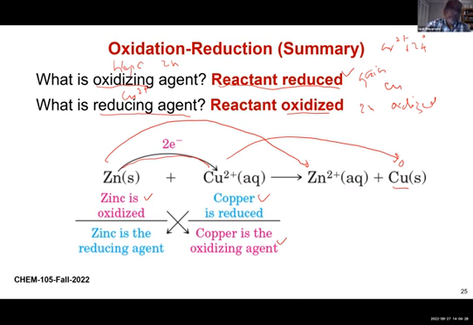So zinc is the reducing agent. It helps copper to get reduced.